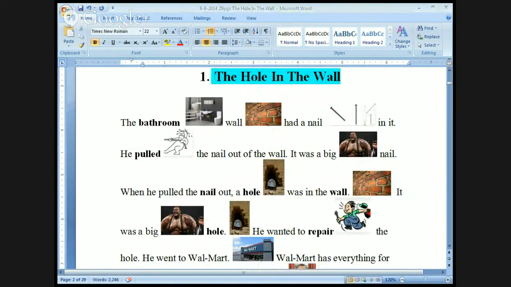Bathroom wall has a nail in it. He pulled the nail out of the wall. It was a big nail. What a big nail. When he pulled the nail out, a hole was in the wall.